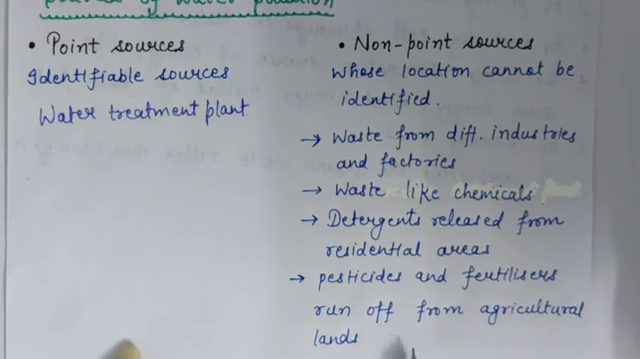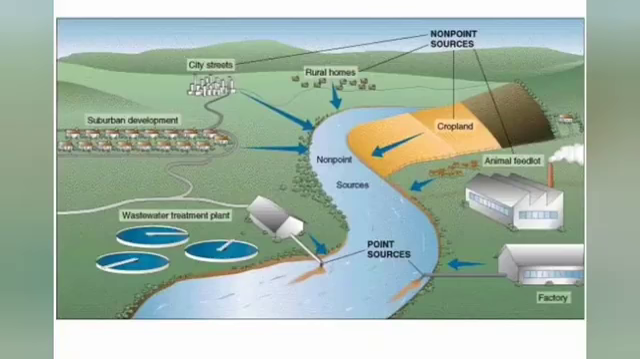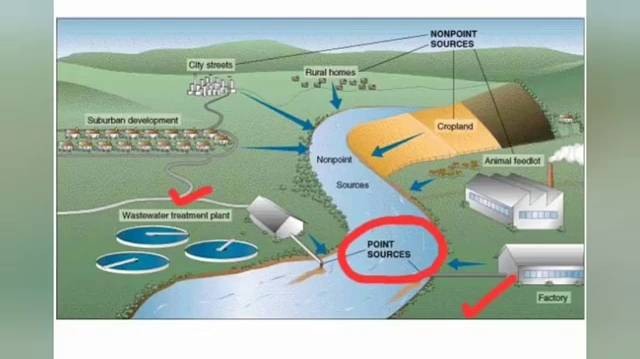Let us study in detail about the point and non-point sources with the help of a diagram. The main difference between two is that point sources are easily identifiable, but non-point sources cannot be identified. Now this picture is showing some examples of point sources and non-point sources. Wastewater treatment plant and factories, both are examples of point sources.